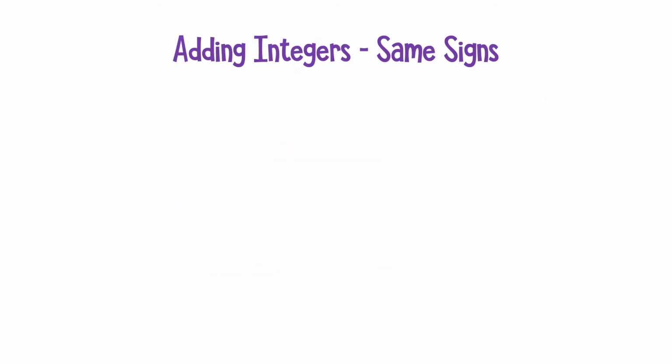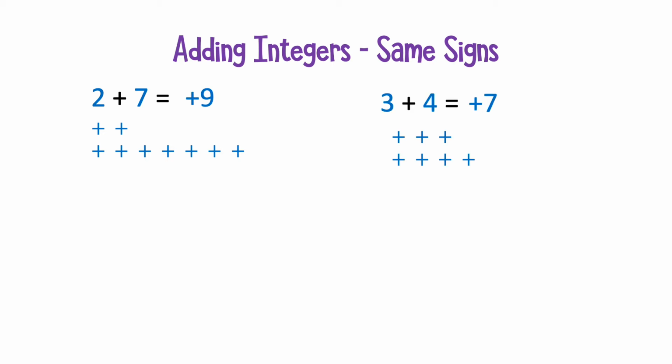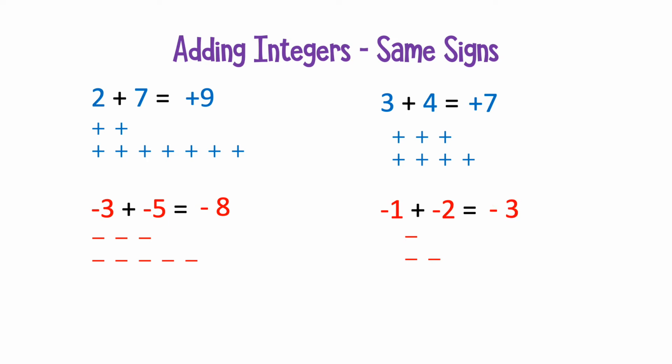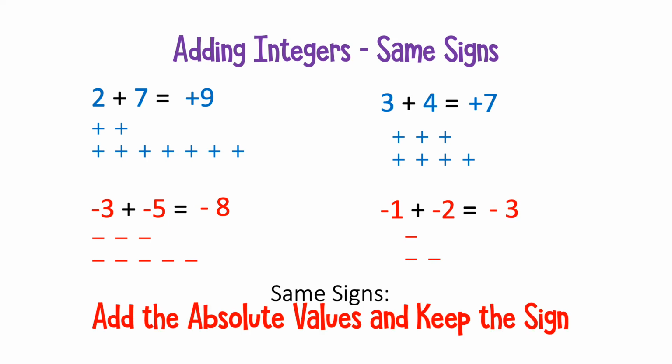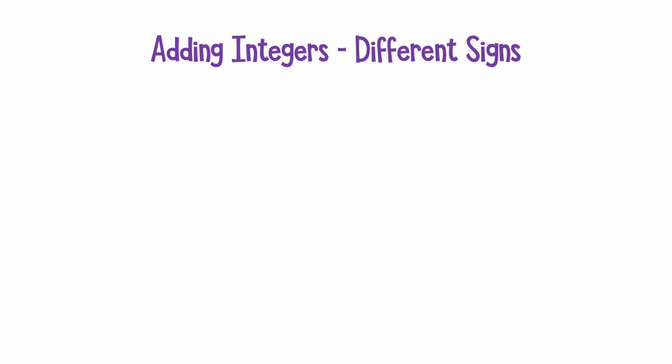When we're adding integers with the same signs, we add the numbers and keep the sign. Positive 2 plus positive 7 is positive 9. Positive 3 plus positive 4 is positive 7. This also works with negative integers. Negative 3 plus negative 5 equals 8 negatives, negative 8. Negative 1 plus negative 2 equals 3 negatives, negative 3. If we have same signs, we add the absolute values and keep the signs.